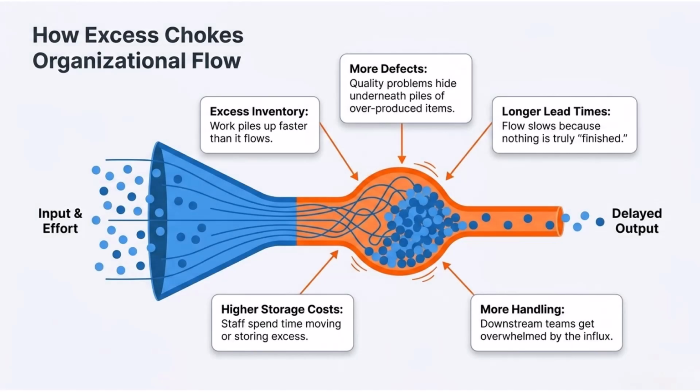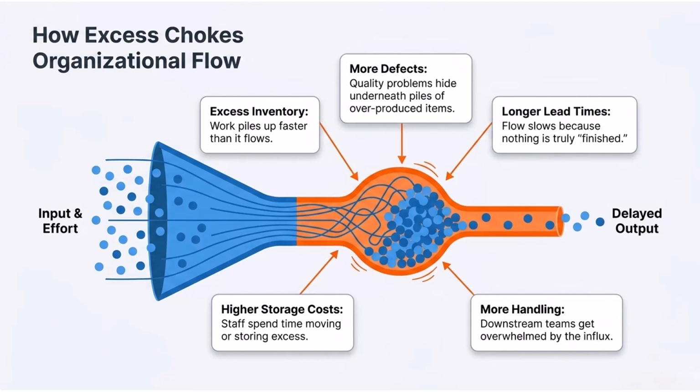So what does it actually cause? You'll see as something flows through any kind of business, if you start to see overproduction, you're going to start seeing chokes within a process. And you're going to start seeing this in a number of ways. You're going to find some excess inventory where work piles up faster than it flows.